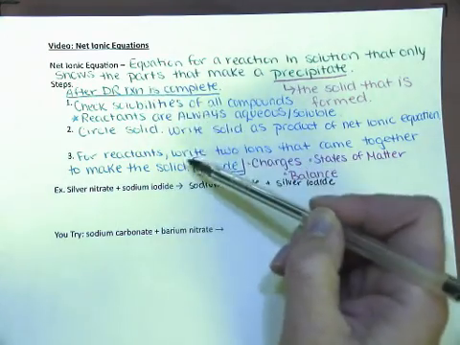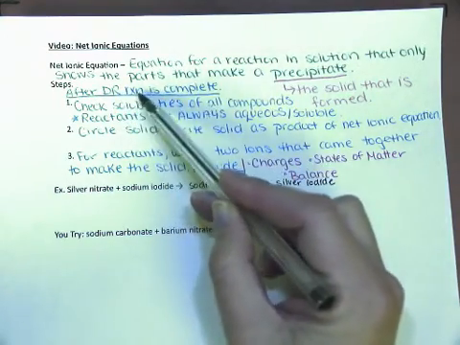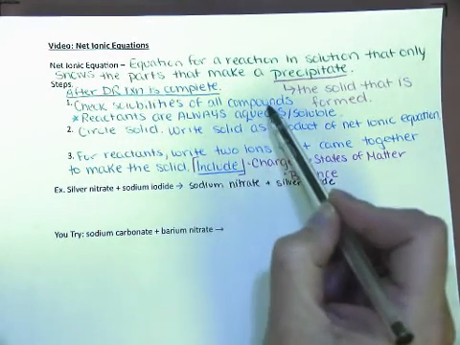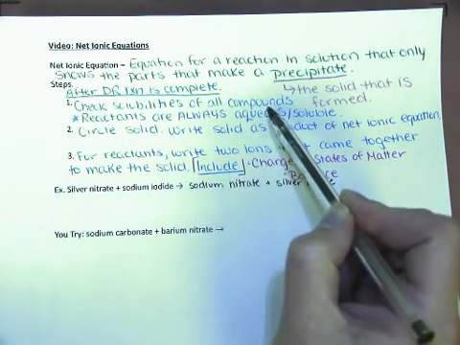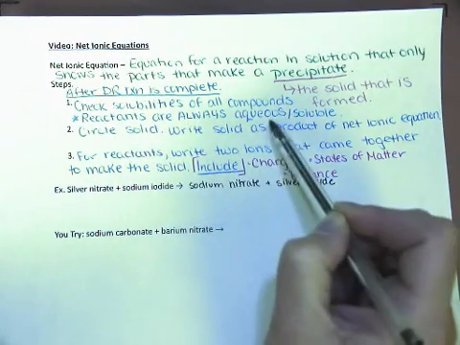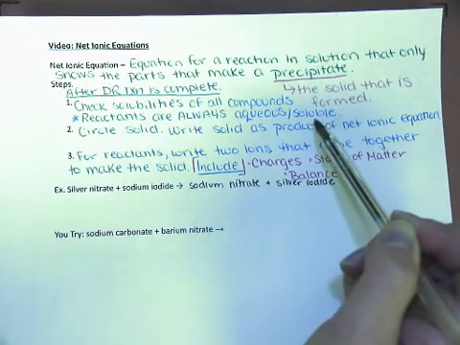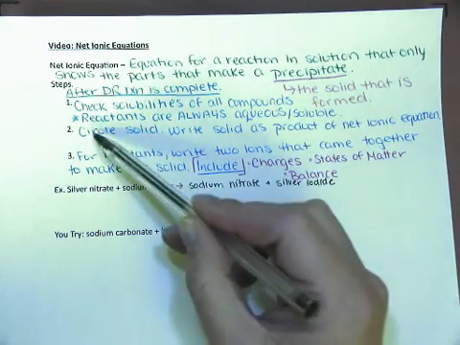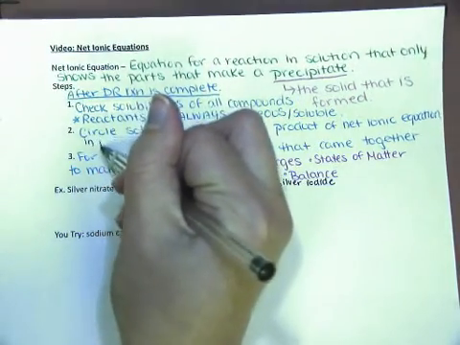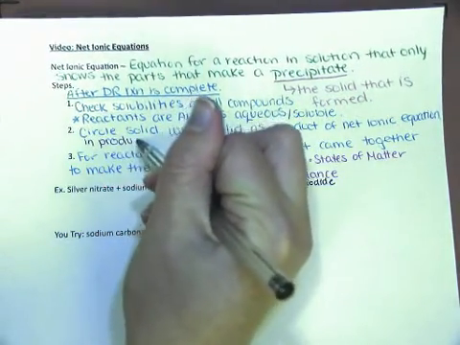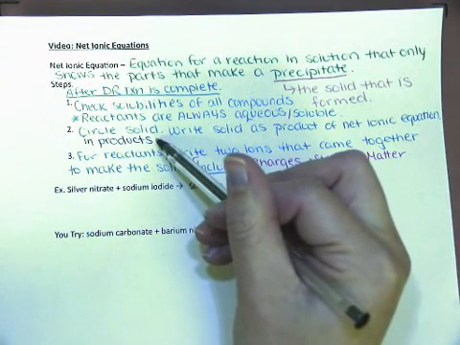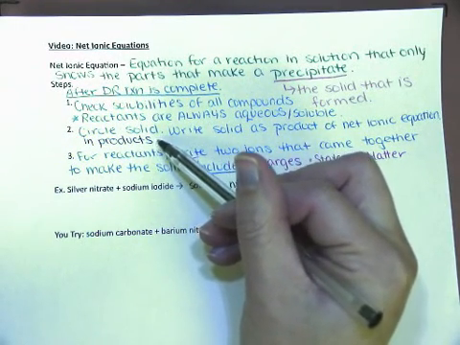So there's three major steps to follow after a double replacement reaction is complete. First, we're going to check solubilities of all compounds. So we're going to use our solubility rules. Remember that reactants are always going to be aqueous or soluble. Otherwise, we couldn't mix them together. Then you're going to circle your solid that's in the products. And that's going to tell you what you're going to write your net ionic equation for.